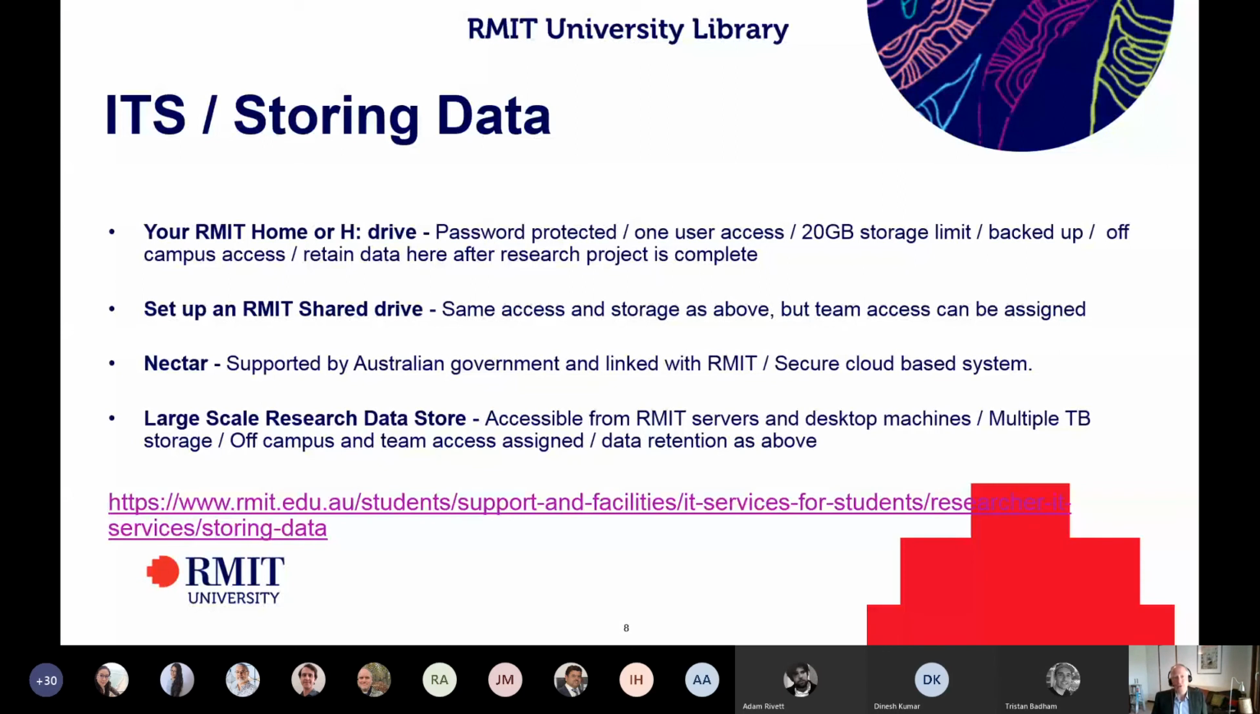When it comes to storing your data, again, people are at various intersections on this journey, and you may or may not understand all of the options available to you. So we've just tried to list them here. There's also a link at the bottom of this slide that takes you to the page with further information. You want to make sure your data is backed up in multiple places, as well as having it on a network drive that is also backed up. If you're dealing with large data sets, you may require larger scale data stores, and that can be done through ITS.